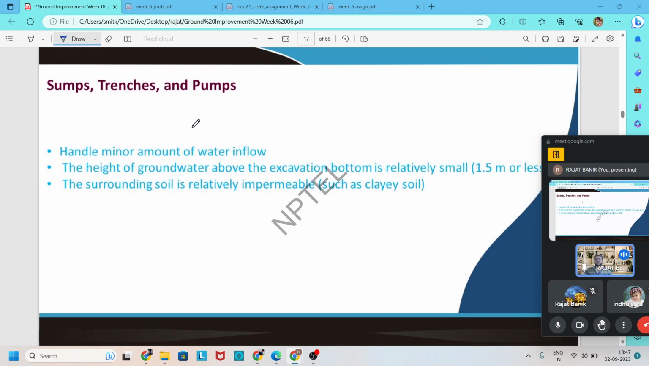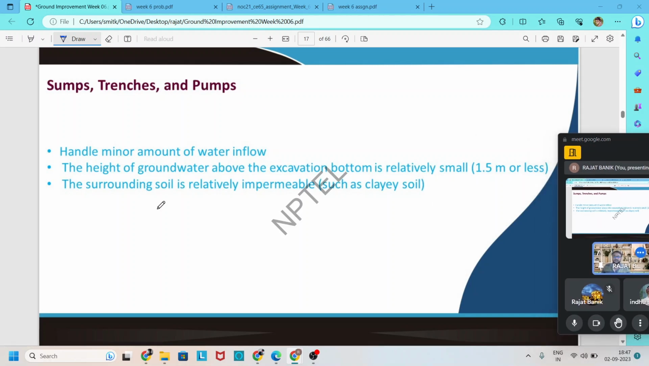The first one is the sumps, trench, and pumps technique. These are used to handle only a minor amount of water, only if the groundwater is within 1.5 meters or less below the ground surface. So the height of the groundwater above the excavation bottom is relatively small, 1.5 meters or less, or the surrounding soil is relatively impermeable, such as clay soil.